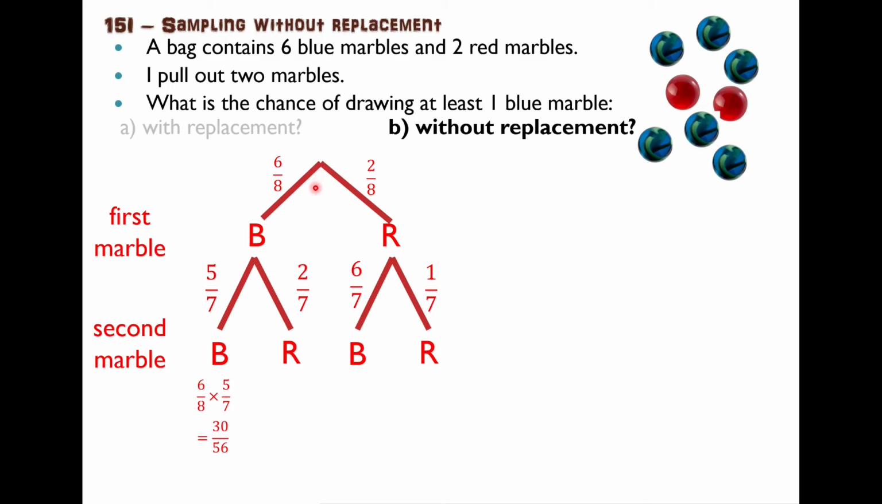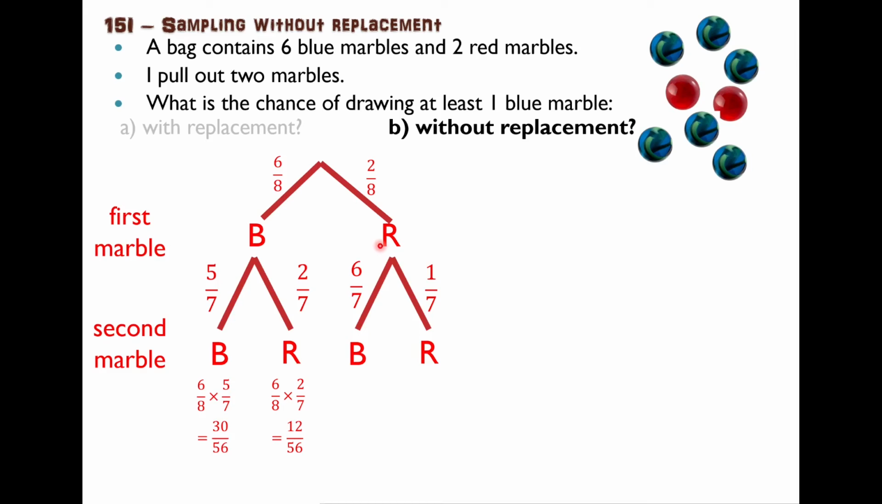What about the chance that you get a blue and then a red? Well, it is 6 out of 8 times 2 out of 7. To figure this out, 6 times 2 is 12, 8 times 7 is 56. 12 out of 56 chance that you get a blue and then a red.